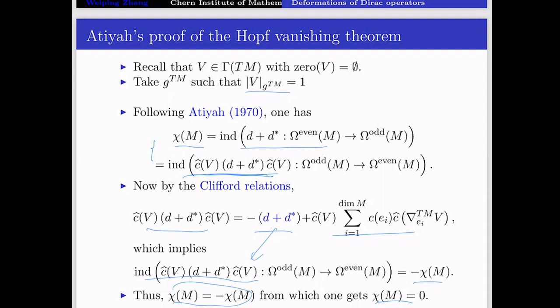And from this, he developed with Dupont a theory for vector fields with singularities, using K-theory and so on. I'm not going to talk about that.